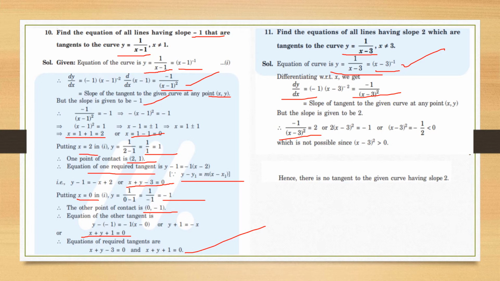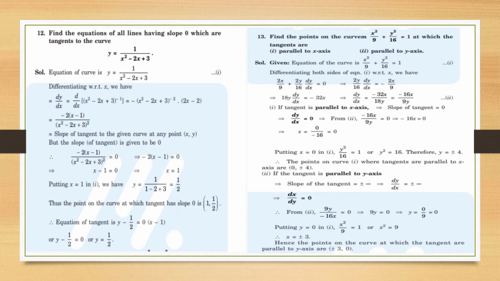And I'll get that (x minus 3) whole square is positive, the value should be positive. So it turns out to be minus 2. You can see from here that when I compare it, it gives me (x minus 3) whole square equal to minus half, which is not possible because the square of some number cannot be negative. It will involve the iota term. So hence for this curve there is no tangent which has slope 2.